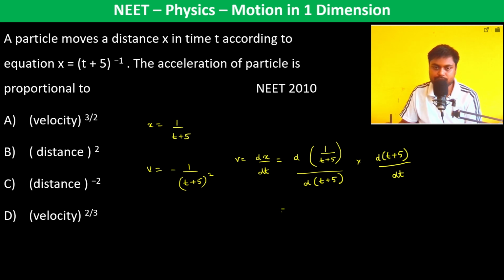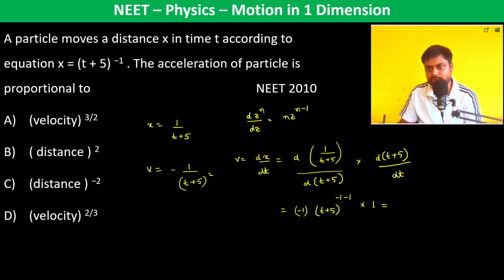So here we get, d of z to the power n divided by dz is equal to n z to the power n minus 1. Here it's (t plus 5) to the power minus 1. Therefore minus 1 into (t plus 5) to the power minus 1 minus 1, into the differentiation of this, which is going to be 1. So therefore minus 1 by (t plus 5) whole square.